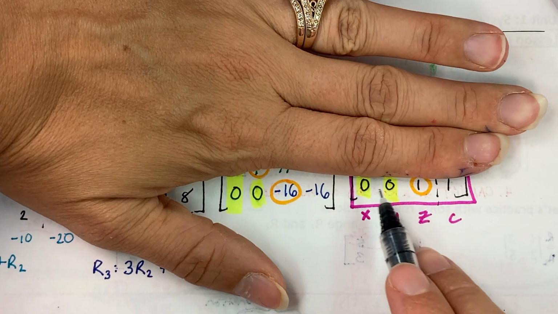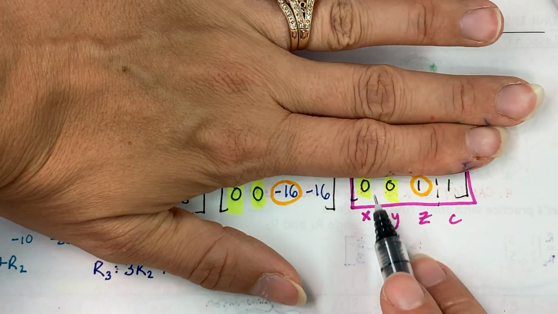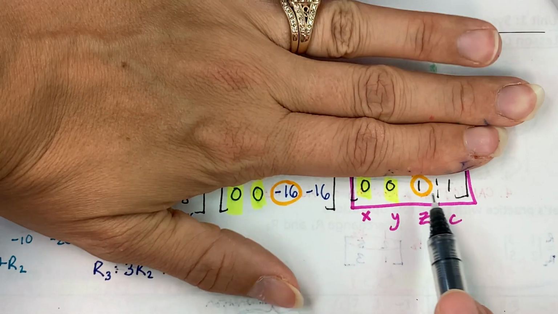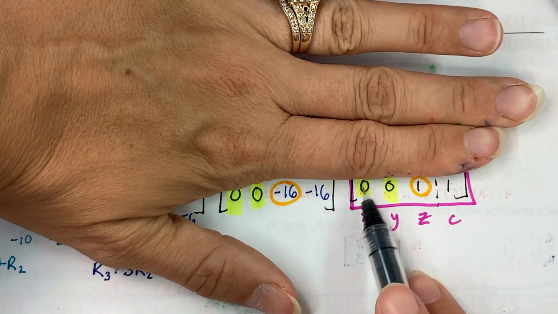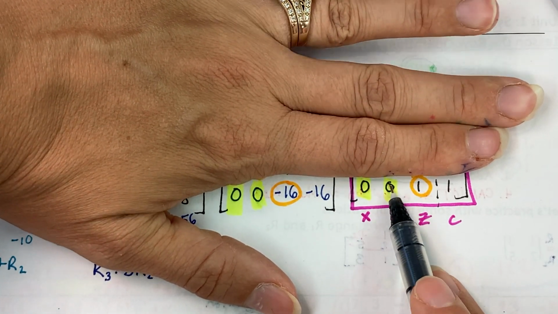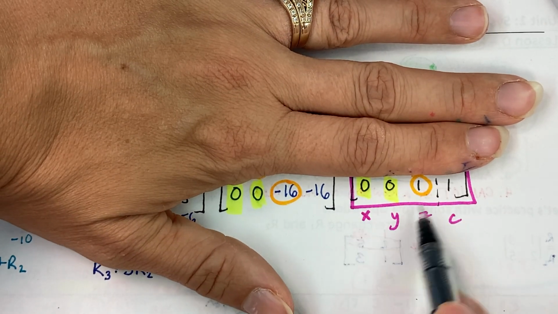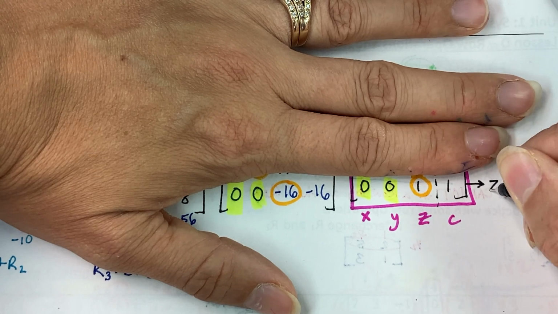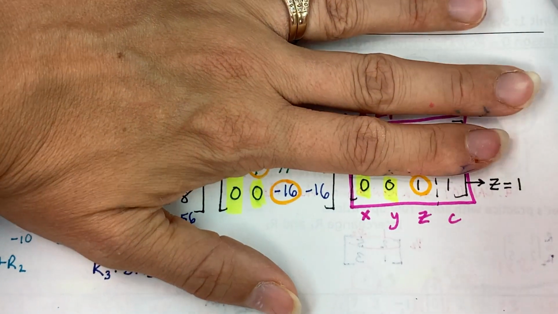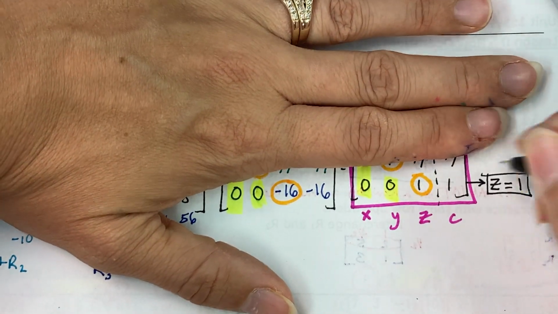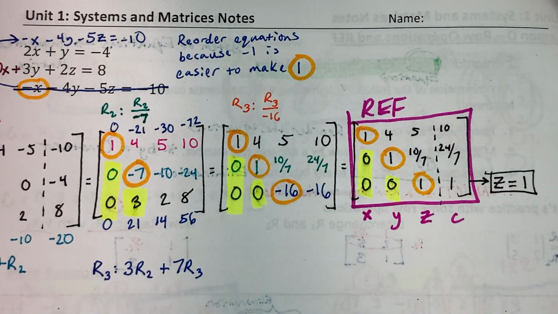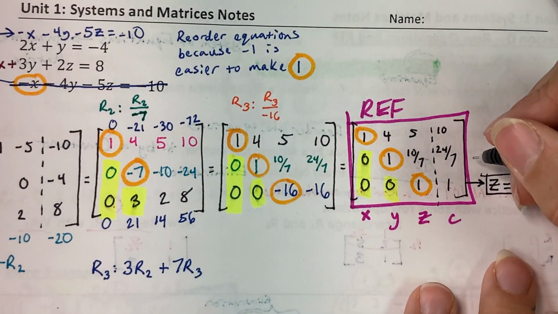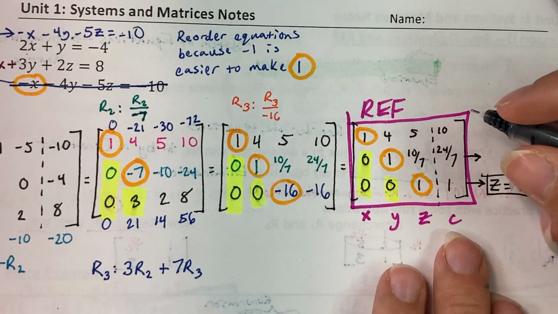So looking at this bottom row, we always start from the bottom. How many variables does this row or equation have? Doesn't have any X's, doesn't have any Y's. This bottom row just says 1Z equals 1, or Z equals 1. Boom. There's the first part of our solution. We move on to our next row.